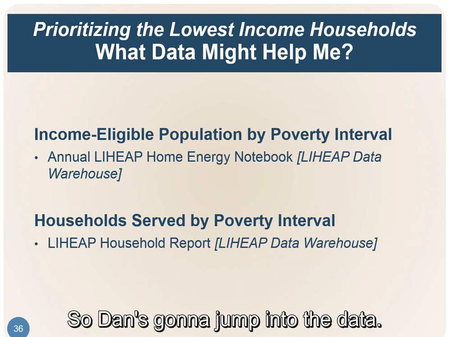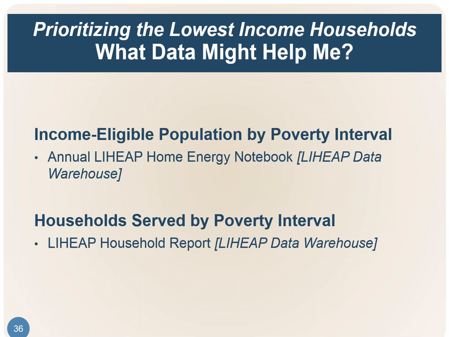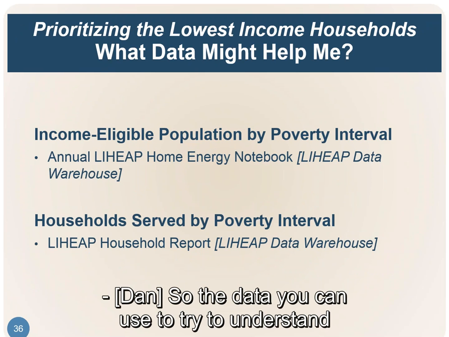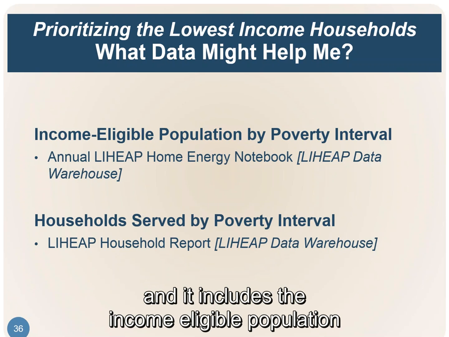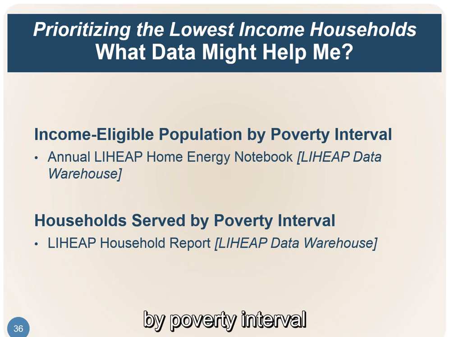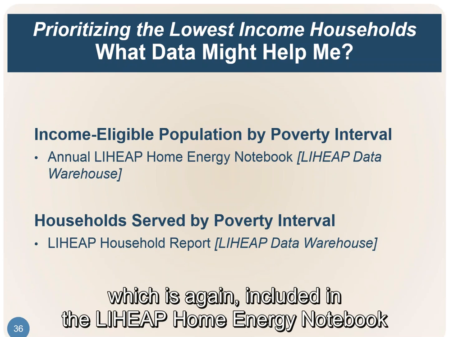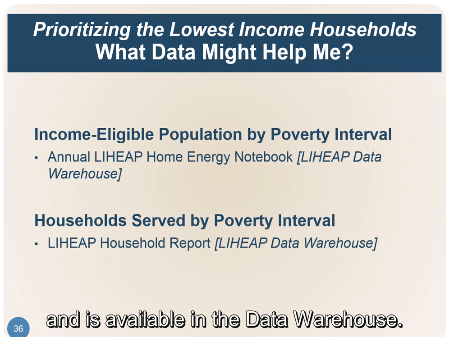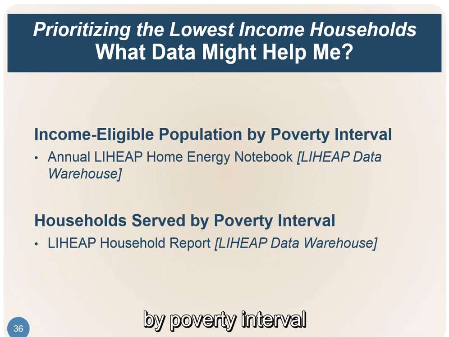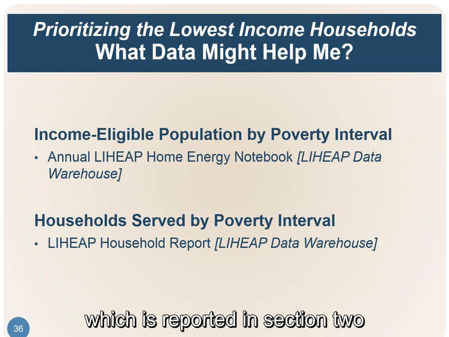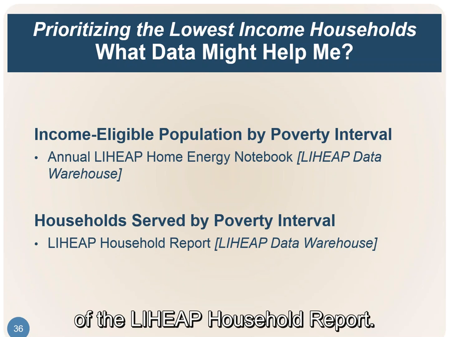So Dan's going to jump into the data. The data you can use to try to understand how you're prioritizing the lowest income households includes the income eligible population by poverty interval, which is included in the LIHEAP Home Energy Notebook and is available in the data warehouse. And also the number of households that you served by poverty interval, which is reported in Section 2 of the LIHEAP Household Report.